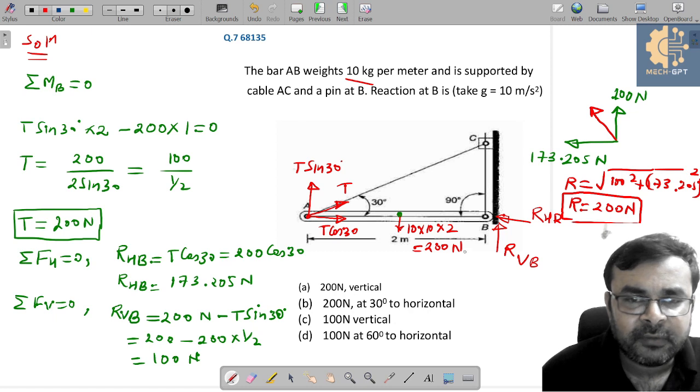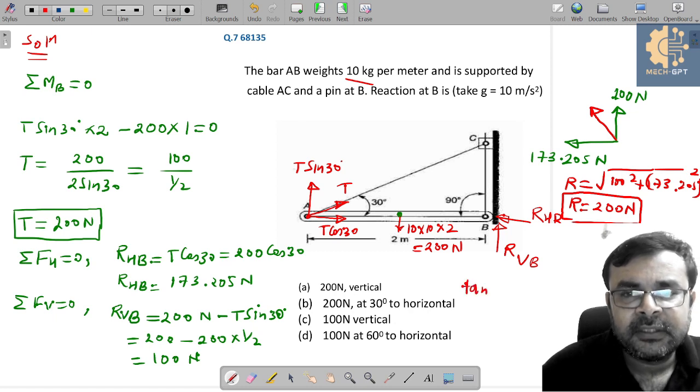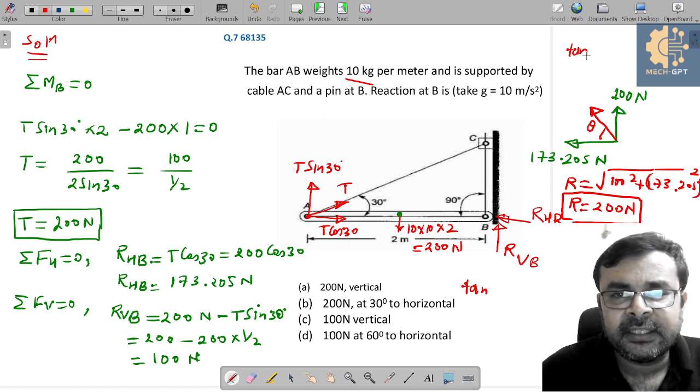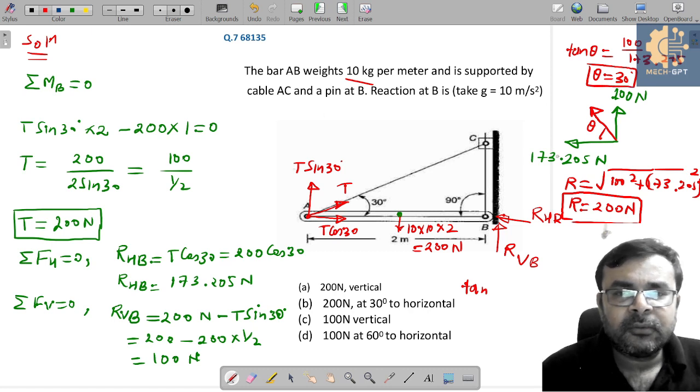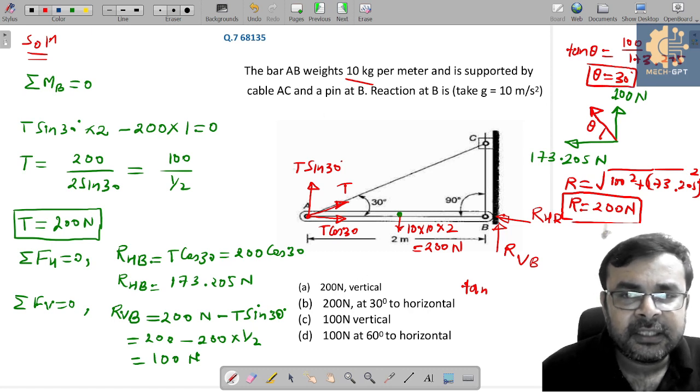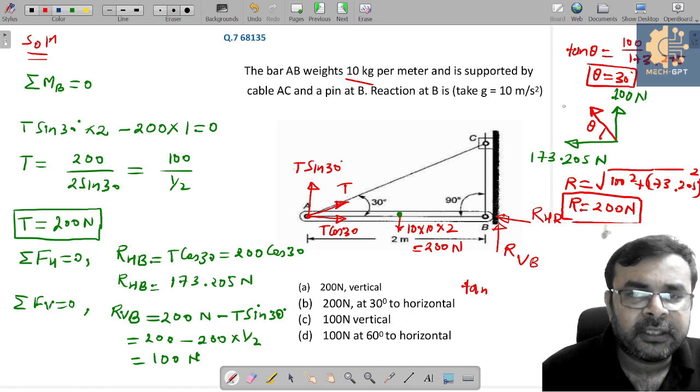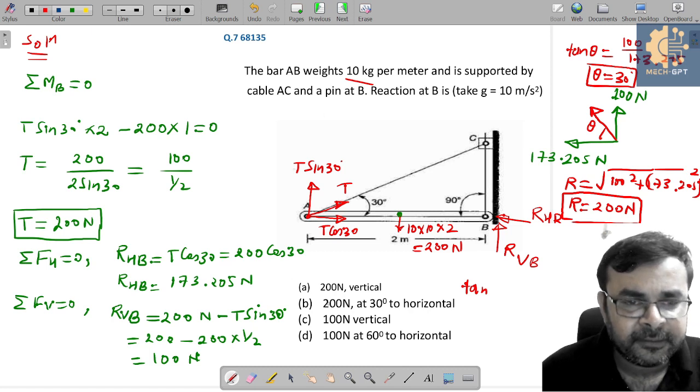So how do we determine position? If this angle is theta from the horizontal, can I say here tan theta is nothing but 100 Newton over 173.205 Newton, and when you solve this then you will get a 30-degree angle. 30-degree angle, yes or no? So now you can see here the resultant force is acting with 200 Newton magnitude and an angle of 30 degrees.